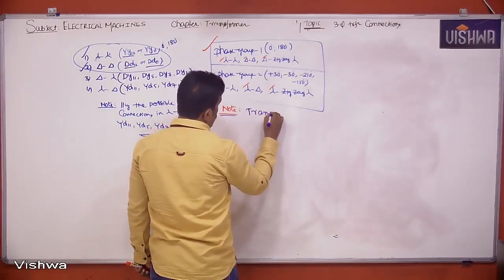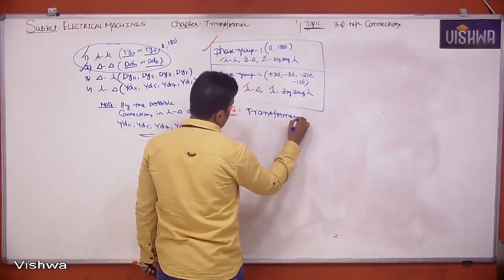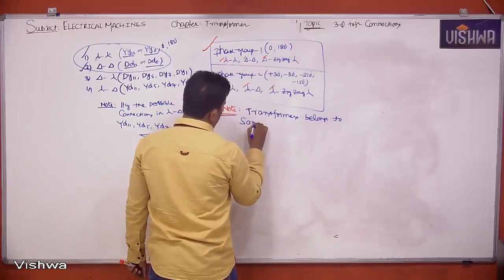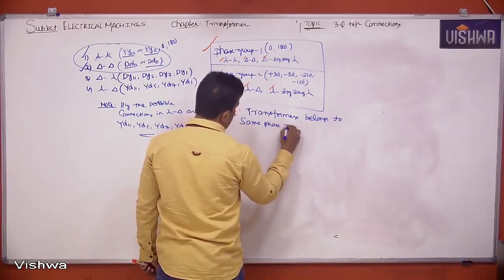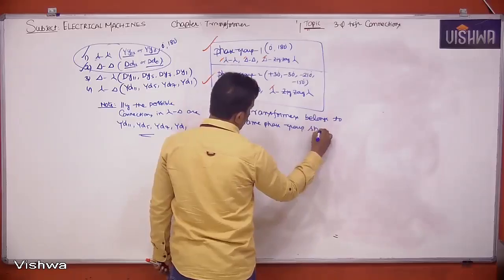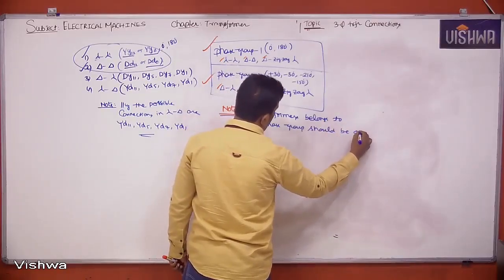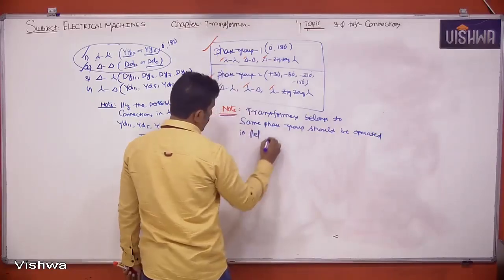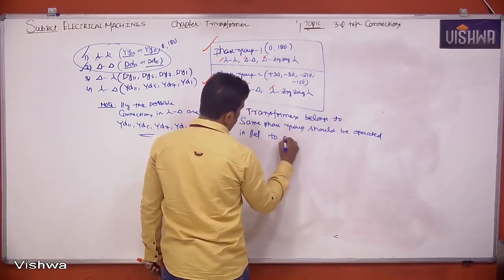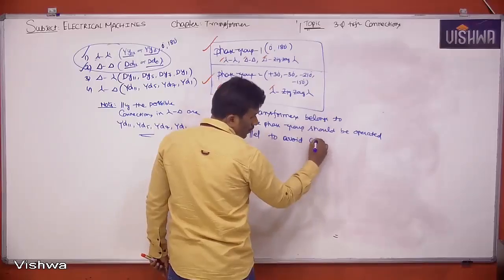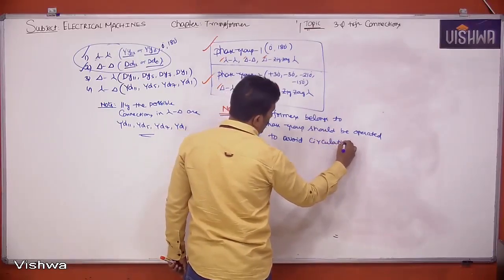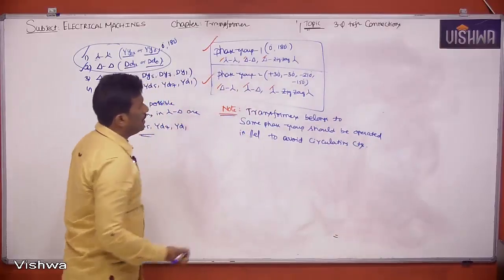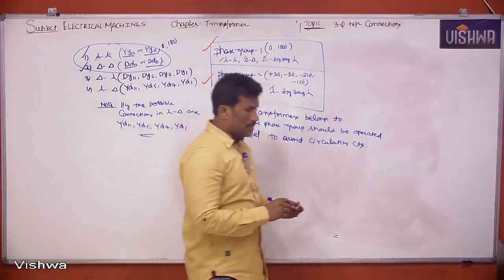Transformers belonging to the same phase group should be operated in parallel to avoid circulating currents. Okay, just remember, please note down.